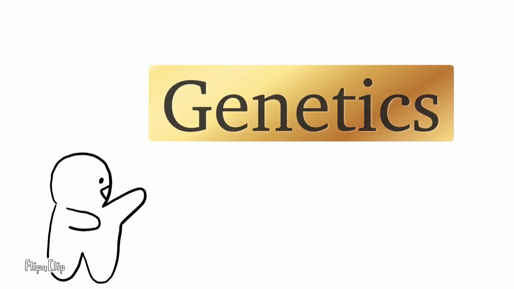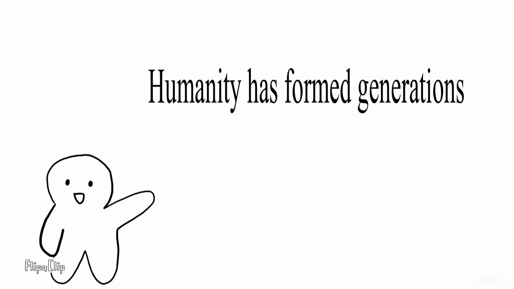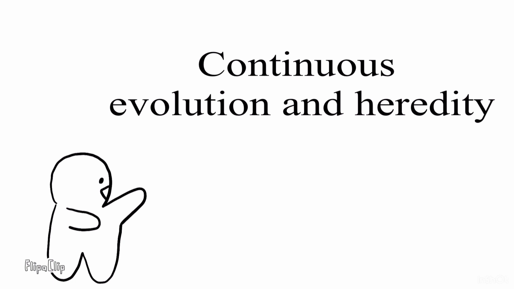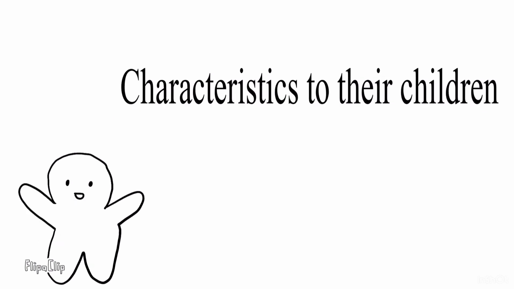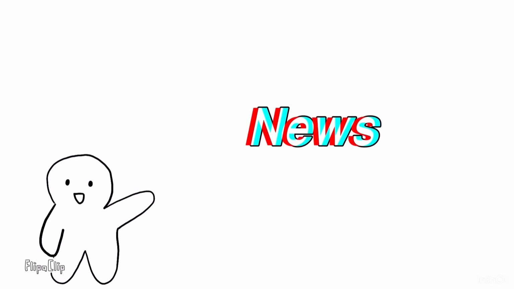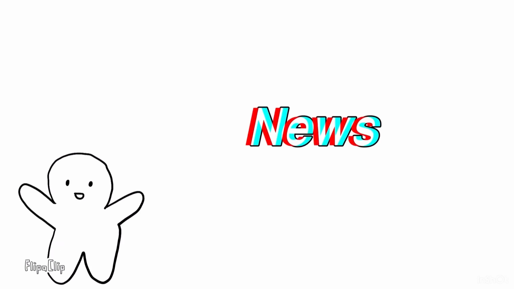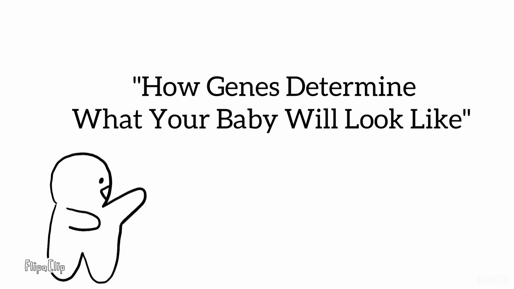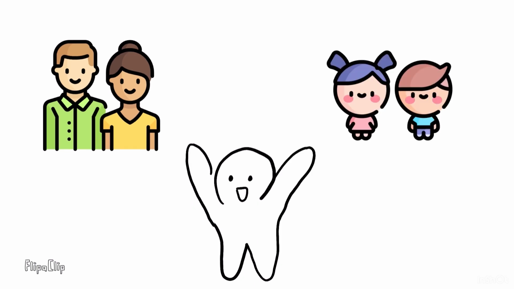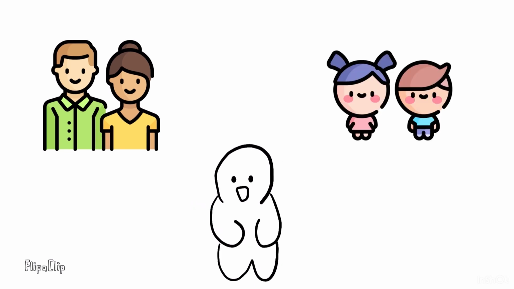Hello everyone, we made this video with the theme of genetics. Humanity has, over generations, continuously evolved and conveyed unique characteristics to their children through the heredity process. We specifically saw the news on how genes determine what your baby will look like and compared it to real parents and children. Before we check real parents and their child, let's see a brief principle of genetics.